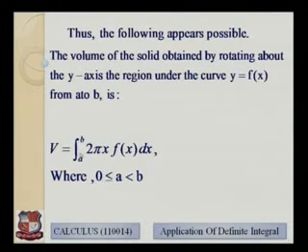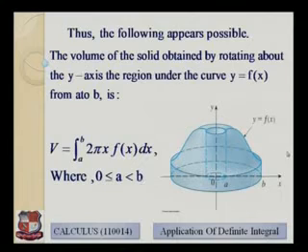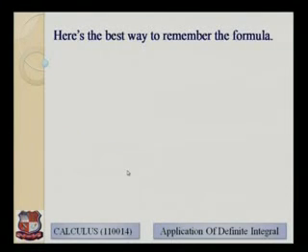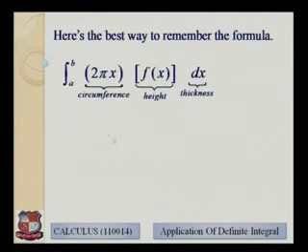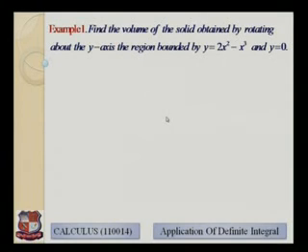So V is equal to integration a to b 2 pi x f of x dx, where 0 is less than or equal to a is less than b. Here you can see the solid as we have considered. That same formula can be remembered as integration a to b 2 pi x f of x dx, where 2 pi x is the circumference, f of x is the height, and dx will be the thickness. Now let us consider one example of it.